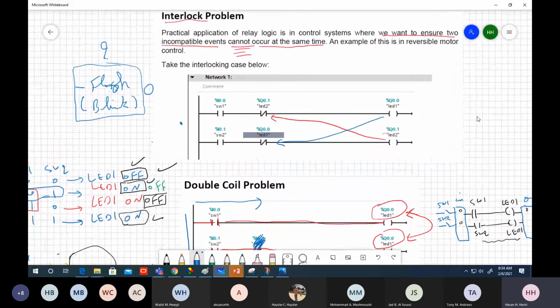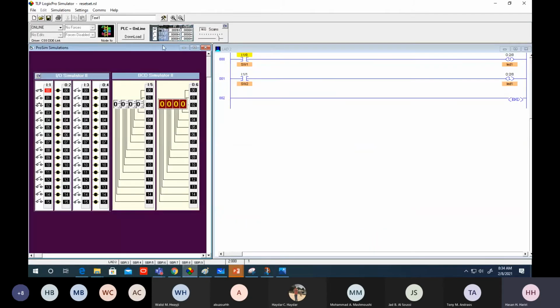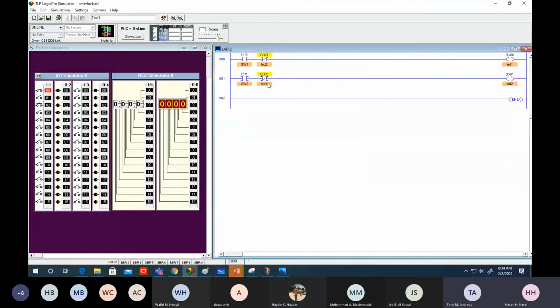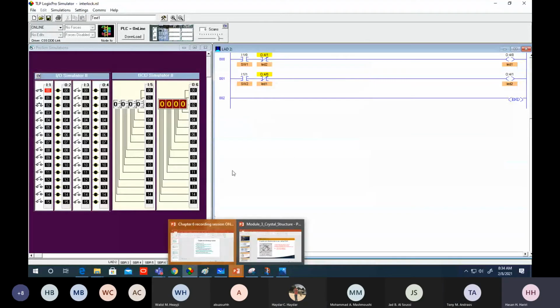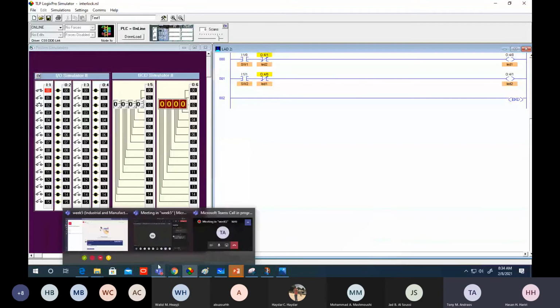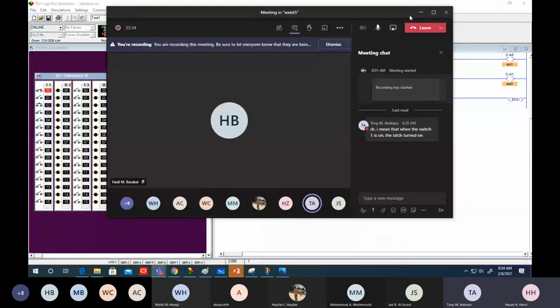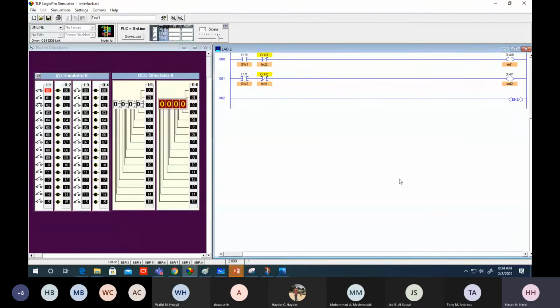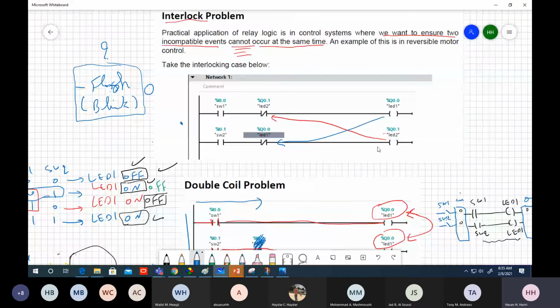Did we try the interlock problem together or not? Yes, doctor. We didn't try together, I believe, right? This one, no. I'm only talking about the first exercise. Latch and unlatch, yes.